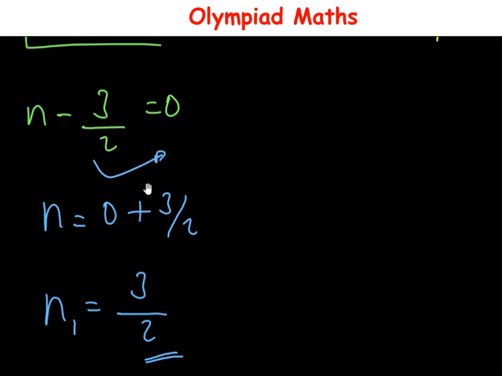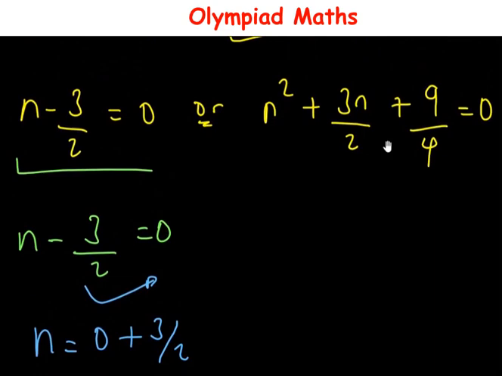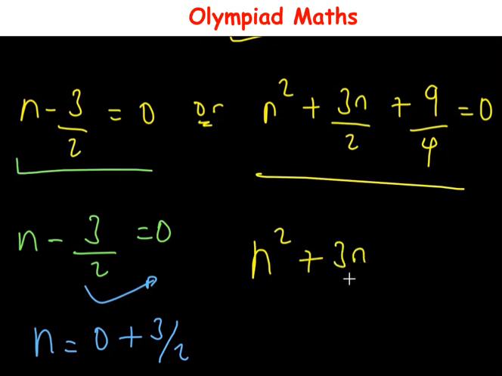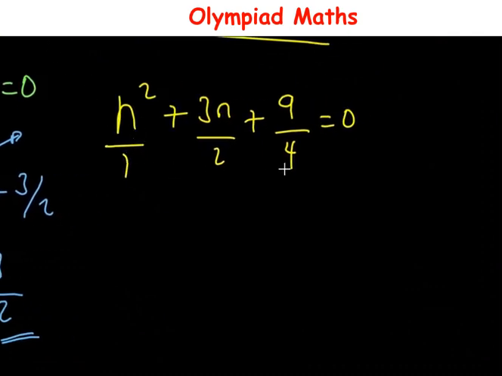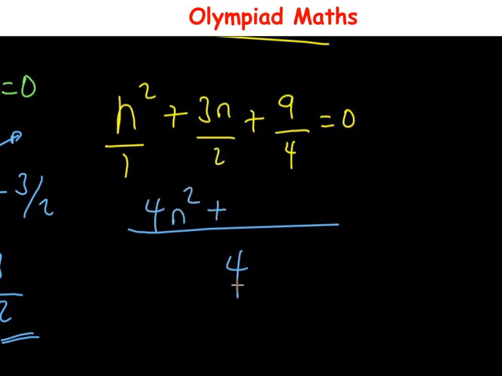So this is the first solution for the value of n. Good. Now, let us solve for the other value of n from this other equation. Right here, we have n squared plus 3n over 2 plus 9 over 4 equals 0. n squared can be written as over 1, so that we can look for the LCM of 1, 2, and 4, and the LCM is simply 4. So 4 times n squared is 4n squared, then plus 2 times 3n is 6n, plus 1 times 9 is 9, is equal to 0.